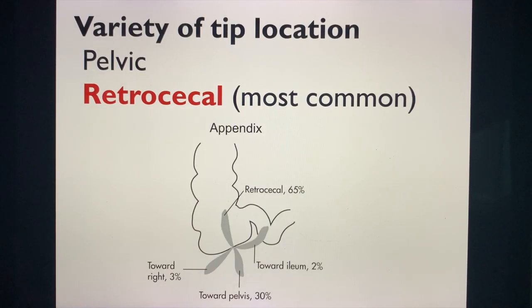Now, what is the most common location of the appendix? There are several locations of the appendix, just to name a few. It can be retrocecal, which means behind the cecum. It can be ileal or towards the ileum. It can be towards the right, or it can be pelvic in location. So the most common location of the appendix is retrocecal. So this is another pearl to bring with you to the exams.